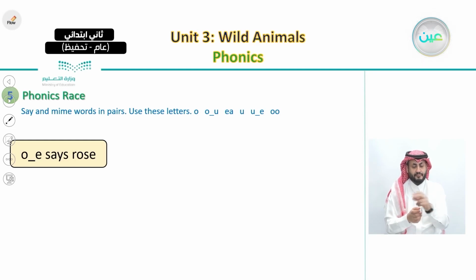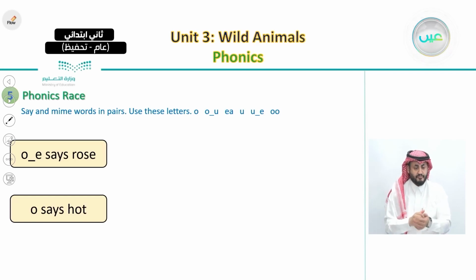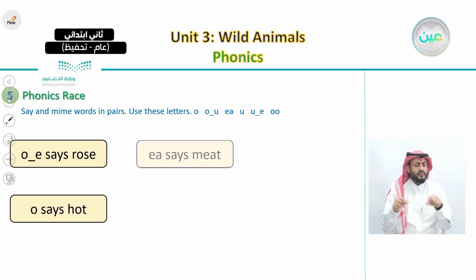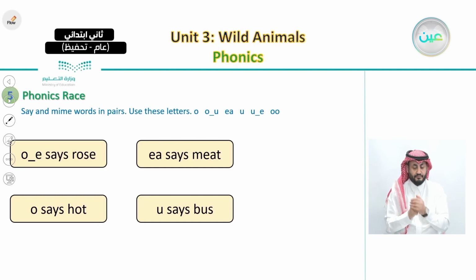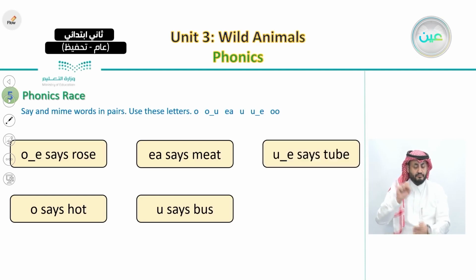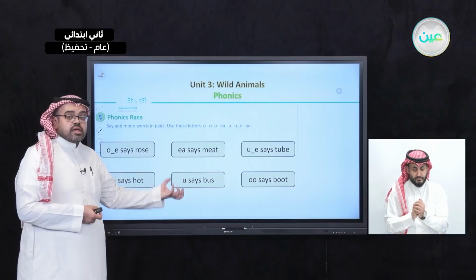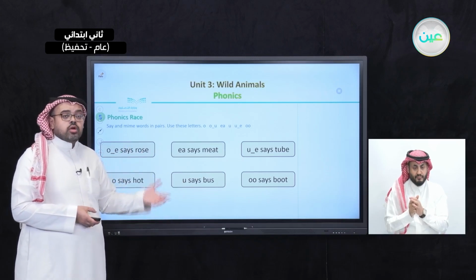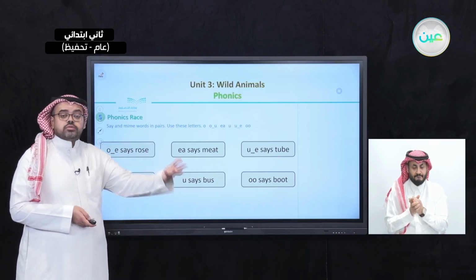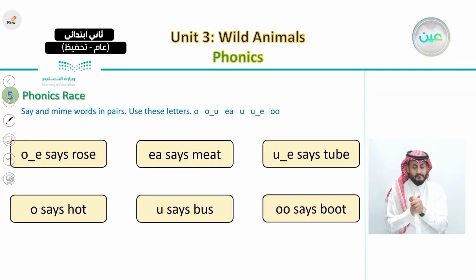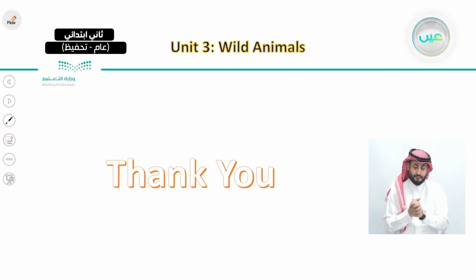Like for example, OE, we can say rose or robe. With O, we can say hot. With EA, we can say meat. With U, we can say bus. With UE, we can say tube. And with OO, we can say boot. So these are examples of how to play this game, where you mention a letter and then your partner comes up with words. So this is what we mostly covered in the unit Wild Animals.